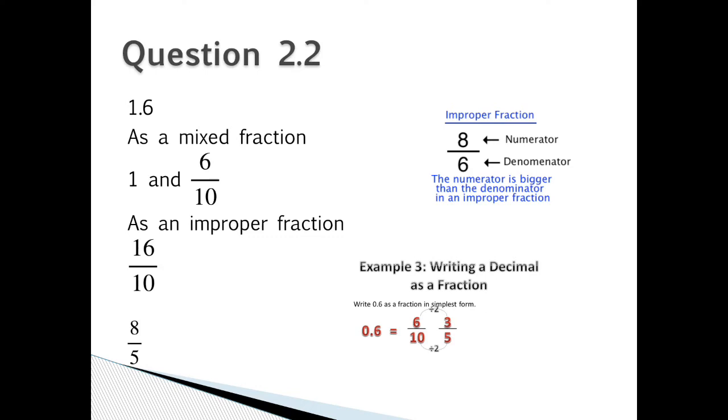In the question, we have 1.6. As a mixed fraction, that will be 1 and 6 over 10. As an improper fraction, it will be 16 over 10. And simplified, it will be 8 over 5.